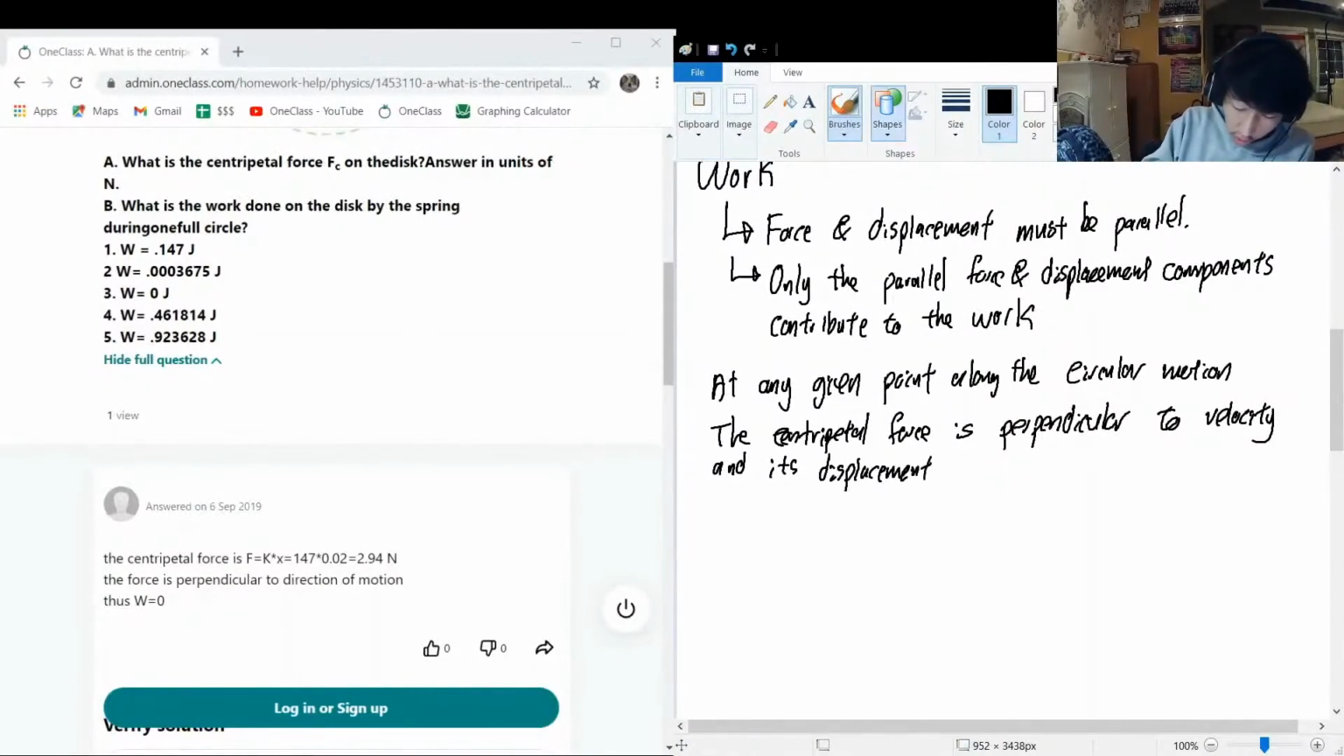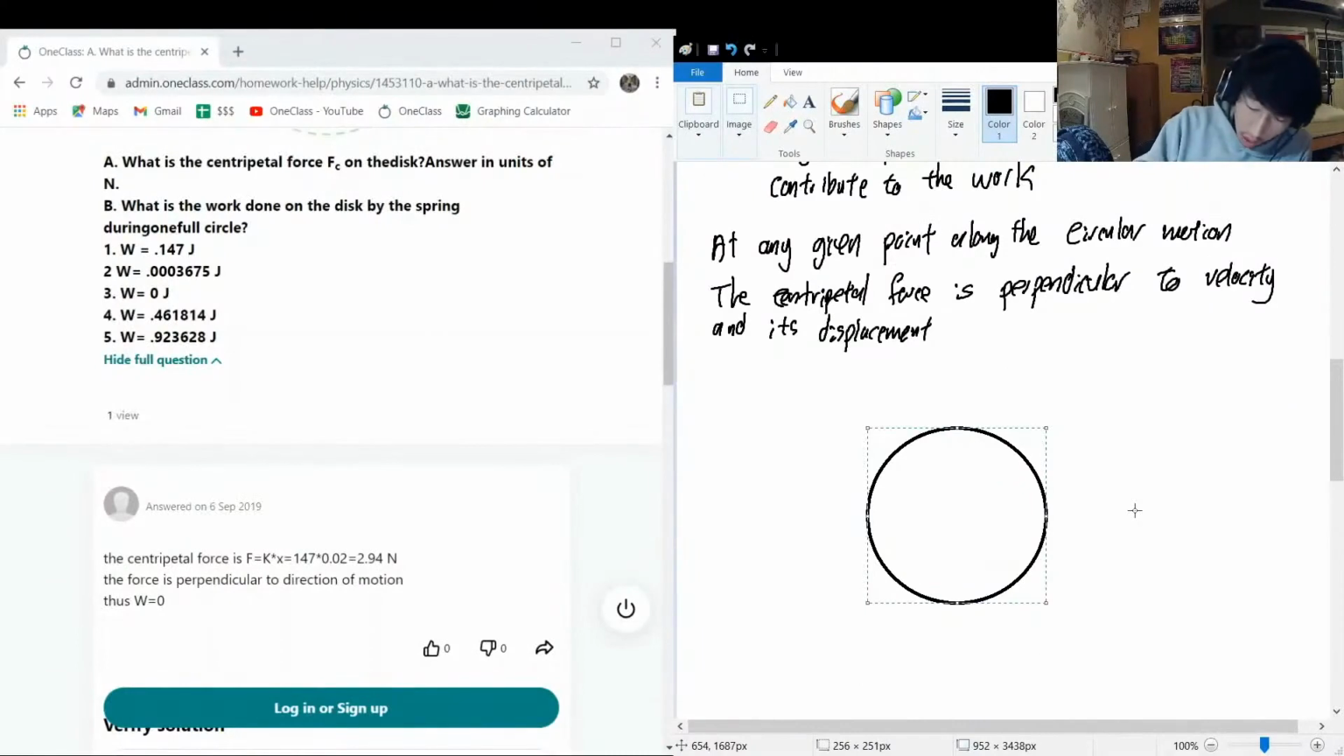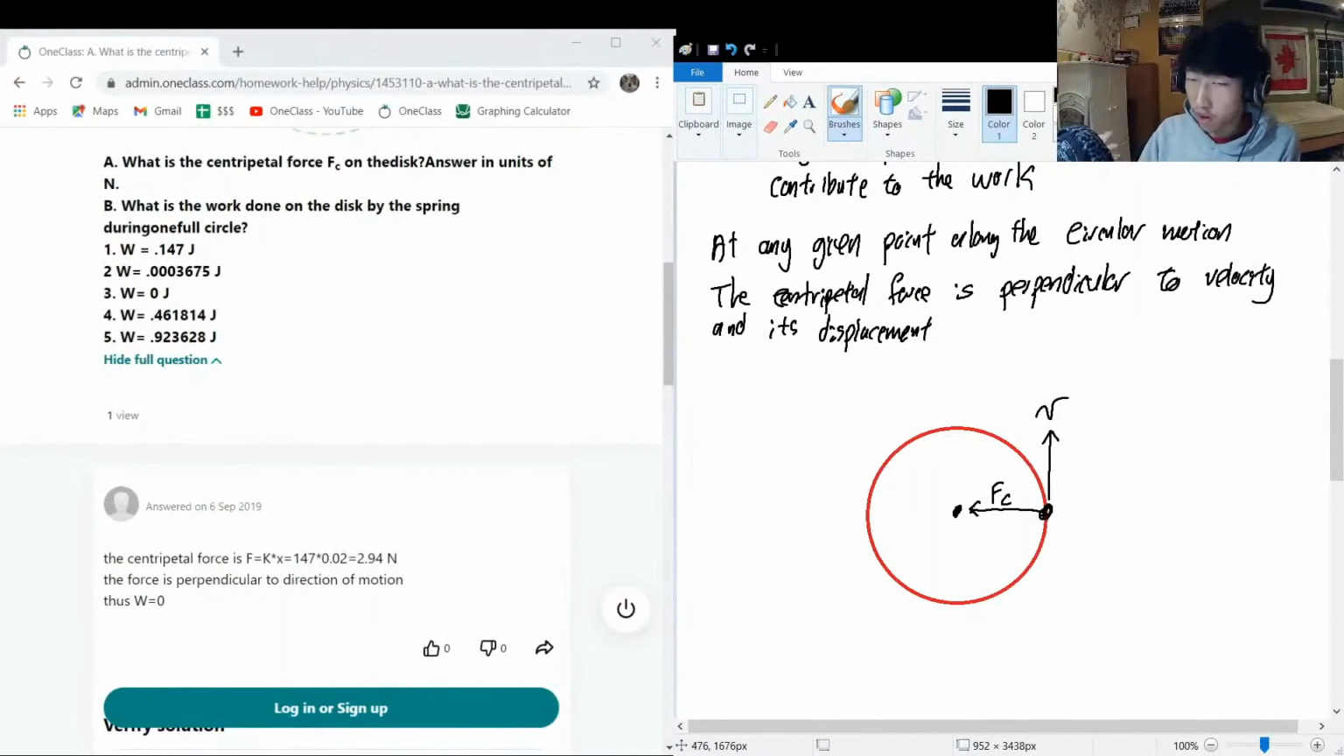Okay, so let's draw a circle real fast using Paint's beautiful tools. Suppose, let's do this in red. Yeah, a red circle, that's cool. And we can get a black pen. So at this moment right here, our velocity and displacement are this way, and our centripetal force is this way. They're perpendicular, no work. Perpendicular.